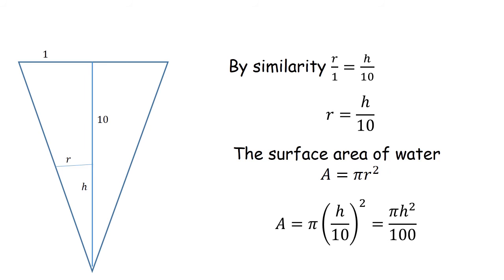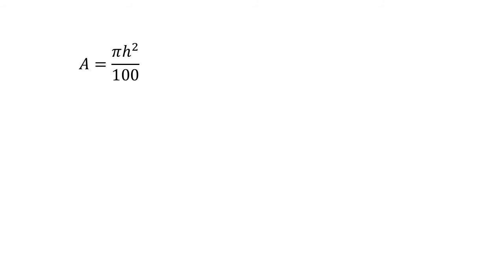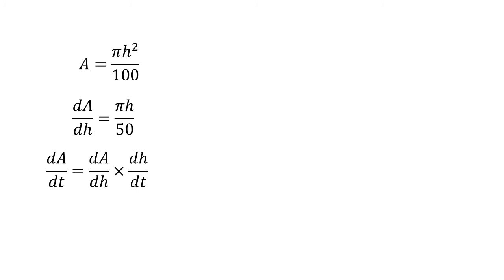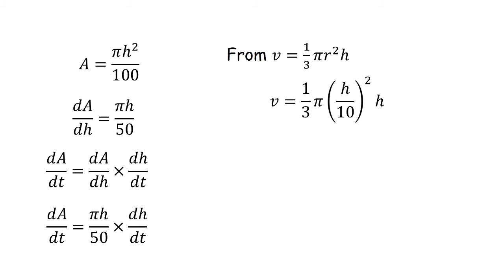So let's just go through this. So I began. There I found the ADH, which gave me pi h over 50. Then I used the ADT, which was the ADH times the HDT. So I substituted for that. Then I also got the formula for volume, still substituted for h where there is r, and that gives me pi h to power 3 over 300.